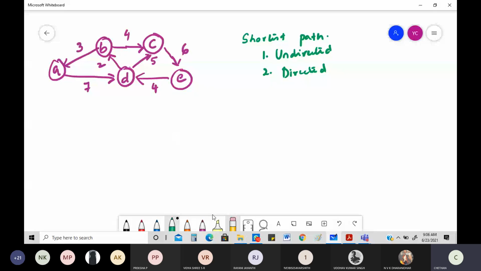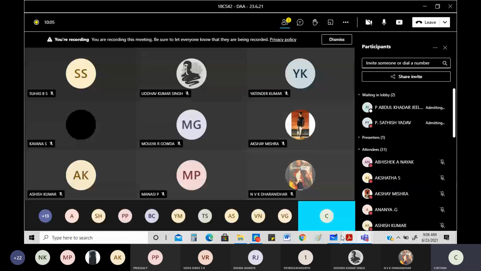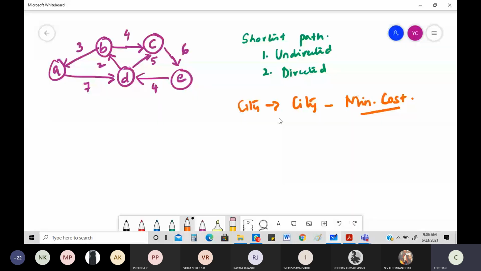Where do you think this will become very useful? When you want to move from a particular city to city with minimum cost. That's very important here. You have to go with minimum cost. With minimum cost, how well you will be able to go from city to city or from one country to another country.